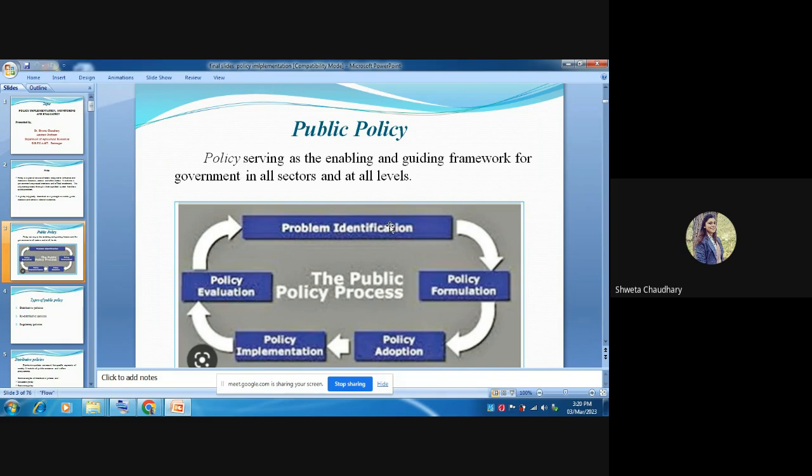What is the basic problem? Why is the country not developing? Why is it underdeveloped, or why is it in the developing stage? Why not fully developed? So what are the factors that are responsible for the growth and development of the economy? What can be the factors?